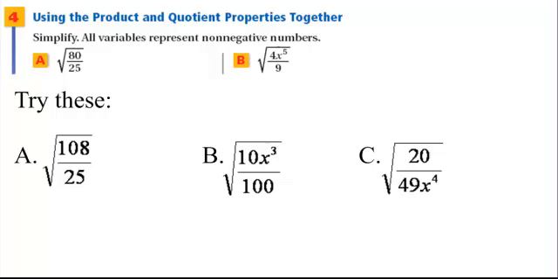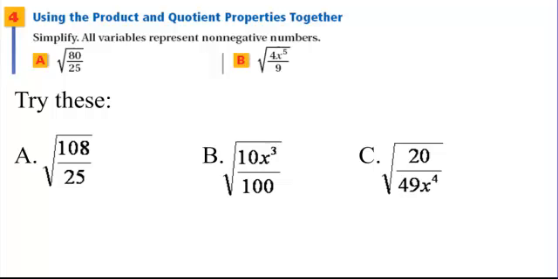Number 4 says using the product and quotient properties together. So we're going to have to do more than one thing with all of these. If we take a look at problem A up at the very top, it says the square root of 80 divided by the square root of 25.